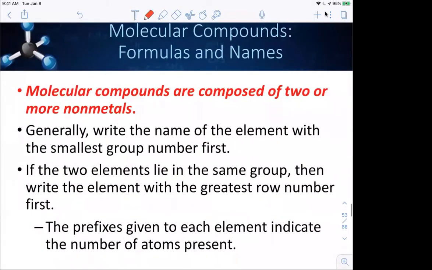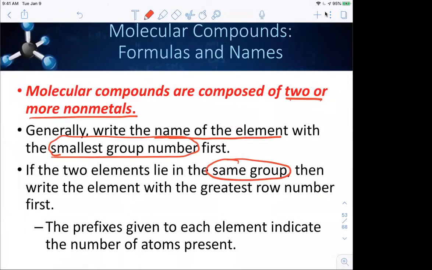So remember the basics. Molecular compounds are composed of 2 or more nonmetals. And what I'm going to write first is the name of the element with the smallest group number. So anything to the right on the periodic table, right? The smallest group number. If 2 elements are in the same group, then the element with the greatest row number is written first.